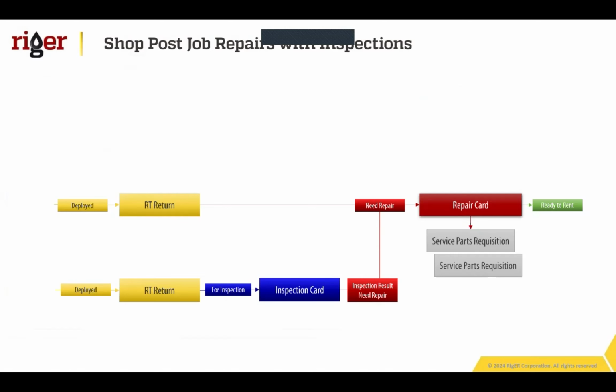When we talk about post job repairs, there are several ways. We can change the condition in the return ticket, or a more advanced scenario when we have inspection cards involved. It could be after job inspection, and then if in the inspection card the inspection result is need repair, the repair card will be generated. It's a more advanced method, but today we will not cover this. We will have an inspection webinar down the road, in August.